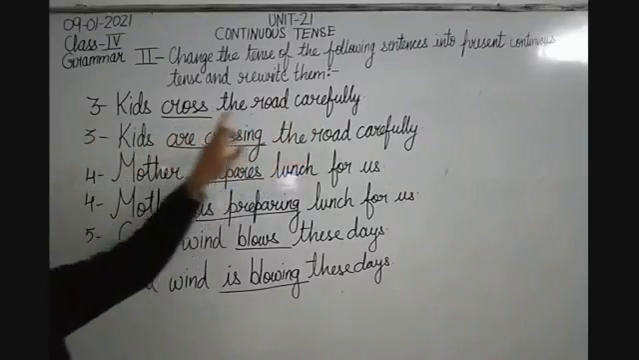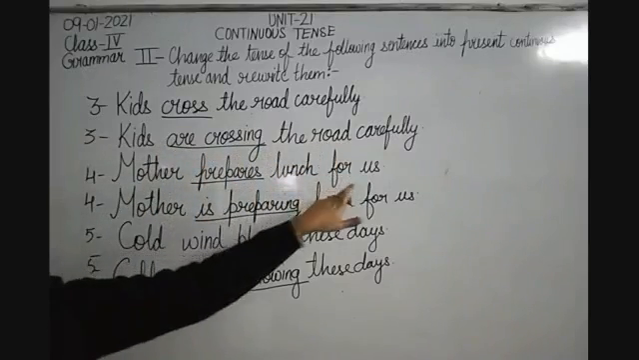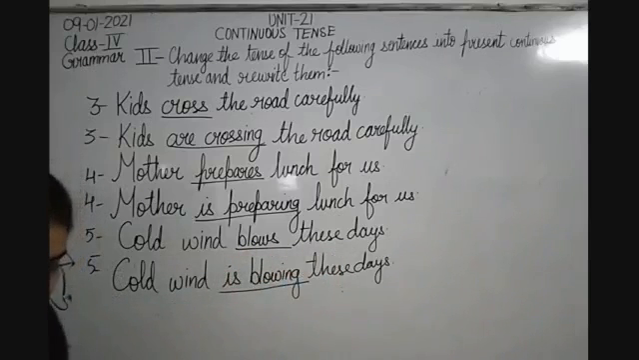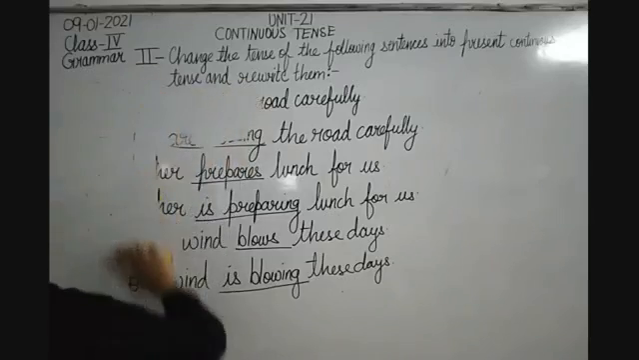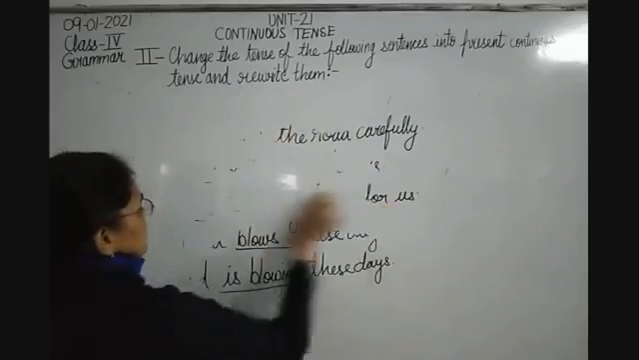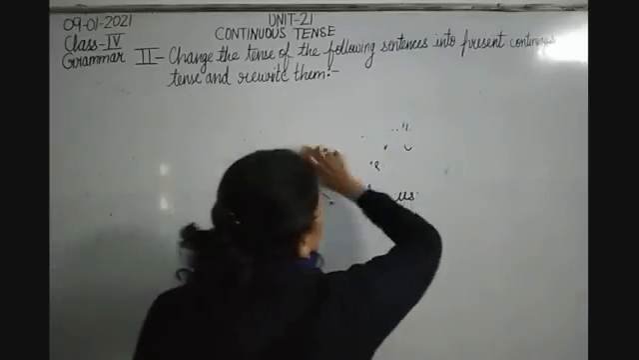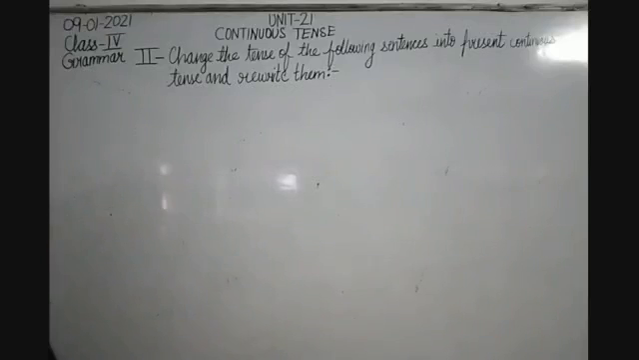Kids cross the road carefully. Kids are crossing the road carefully. Mother prepares lunch for us. Mother is preparing lunch for us. Cold wind blows these days. Cold wind is blowing these days. Now I'm going to erase, children, and write the next sentence, the 6th sentence.